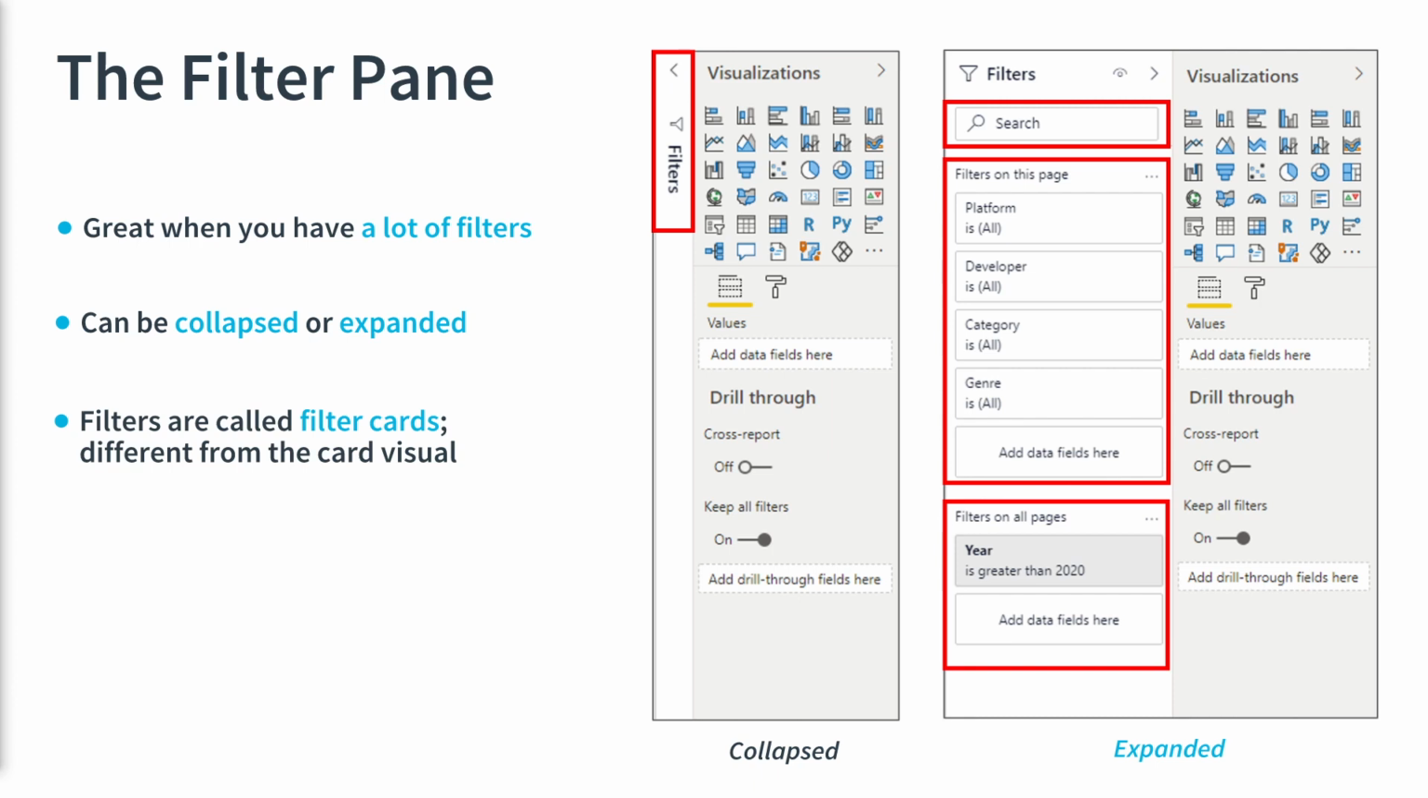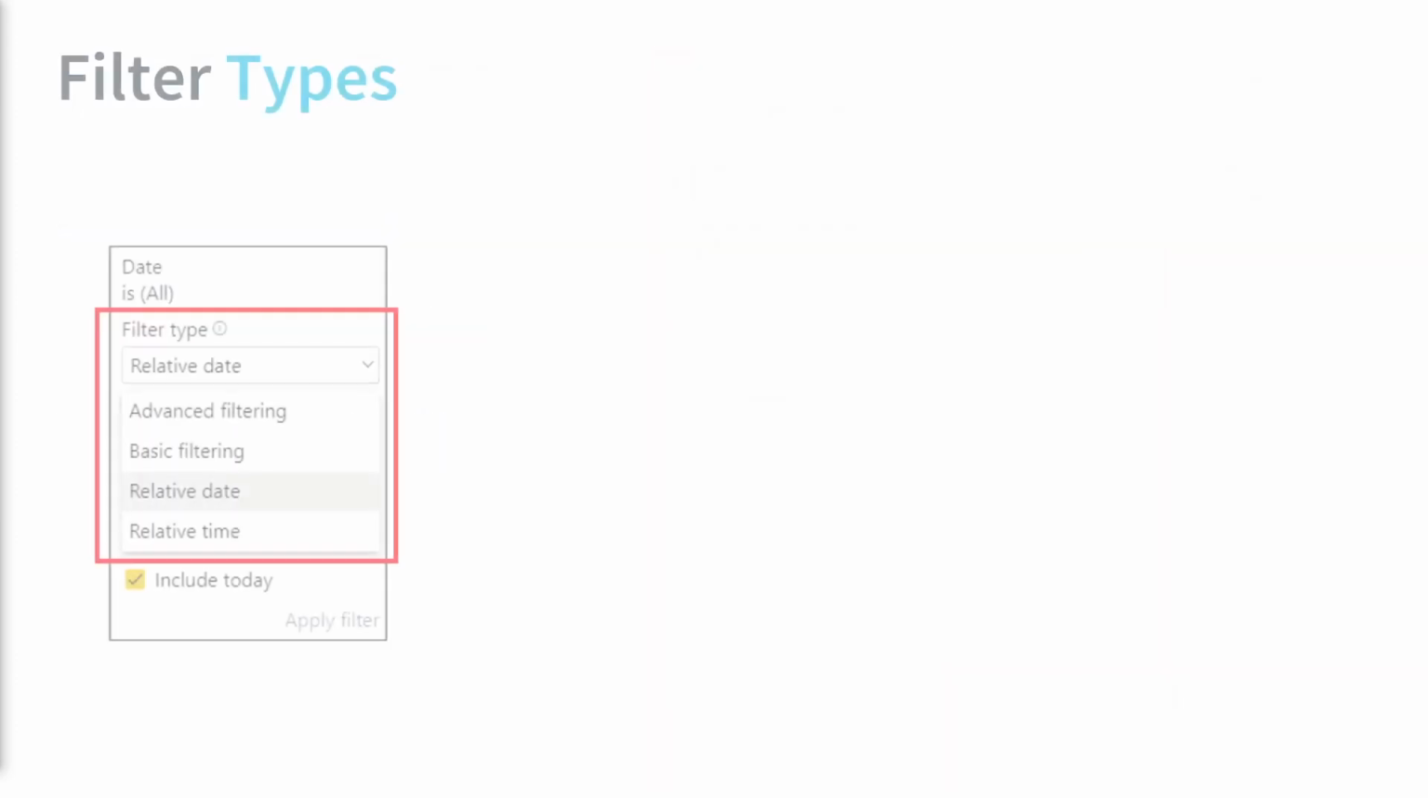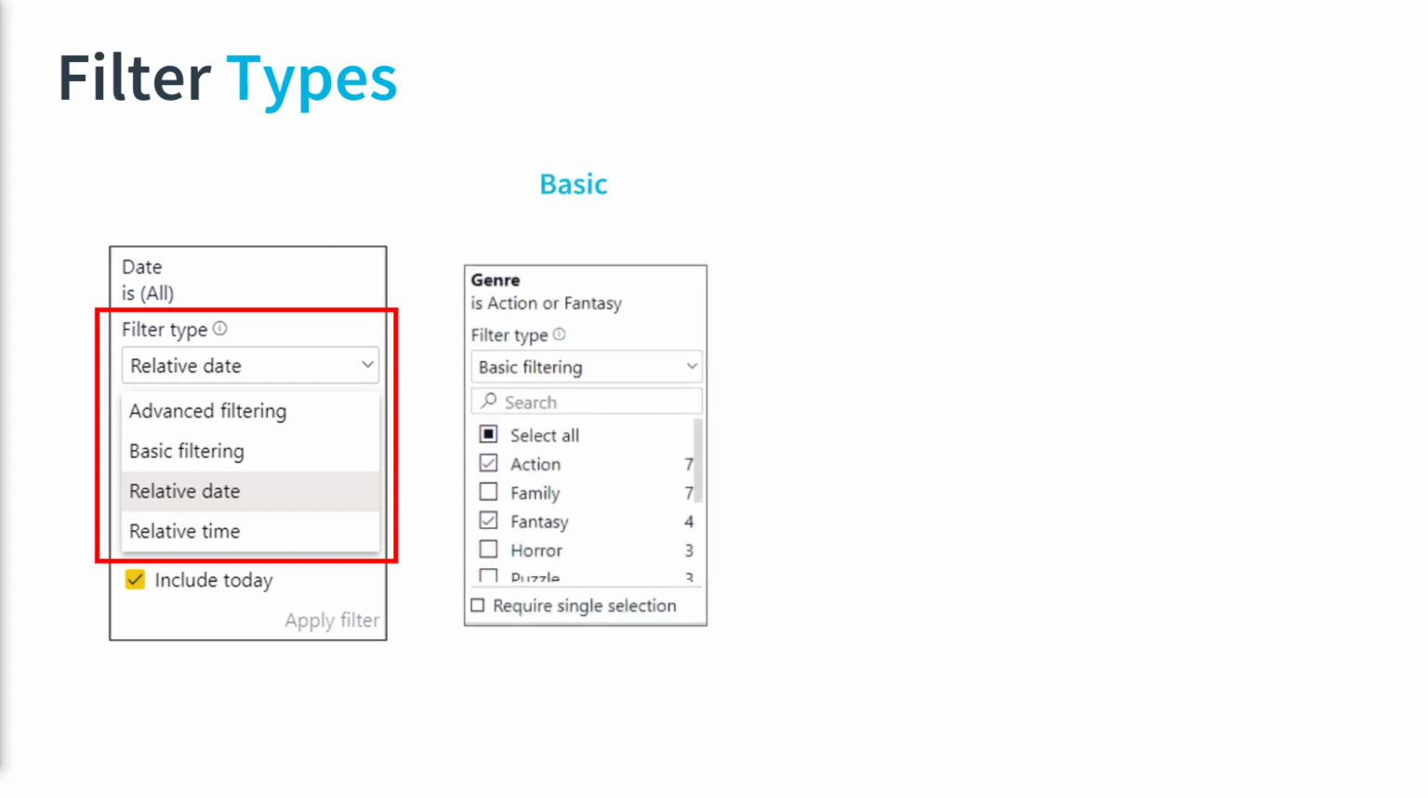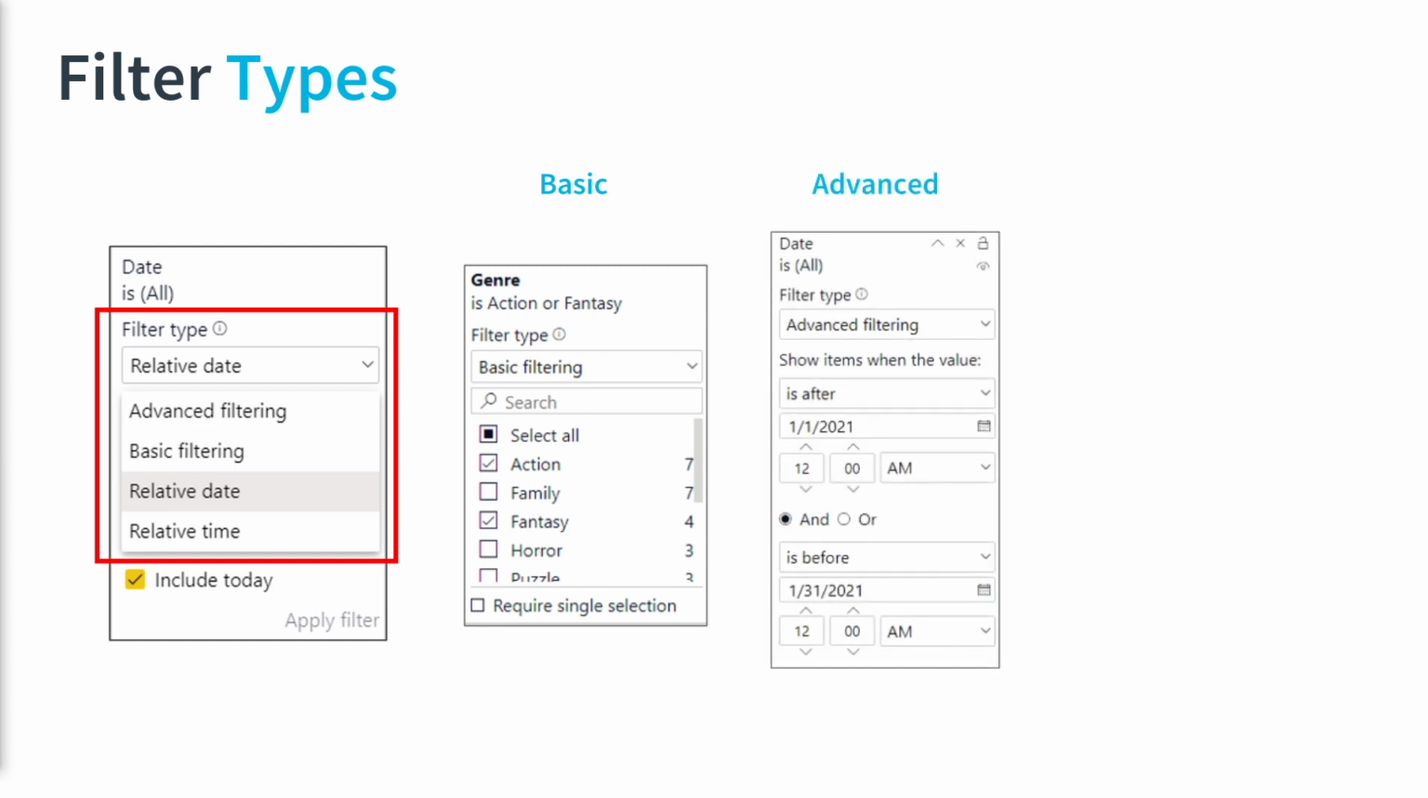These are called filter cards, which are not to be confused with the card visual that we discussed earlier in the course. Filter cards come in several forms, but the most common are basic and advanced. A basic filter creates a list of checkboxes that can be used to filter a specific field from your data. It's ideal when a field has a list of items that users need to filter and it contains a search box. The advanced filter is useful for filtering numbers and dates because users can select ranges to filter their dataset.